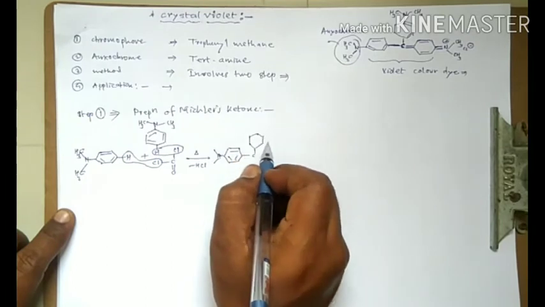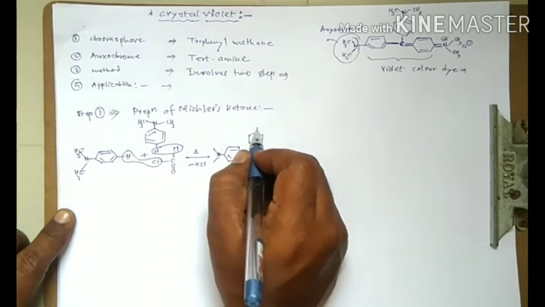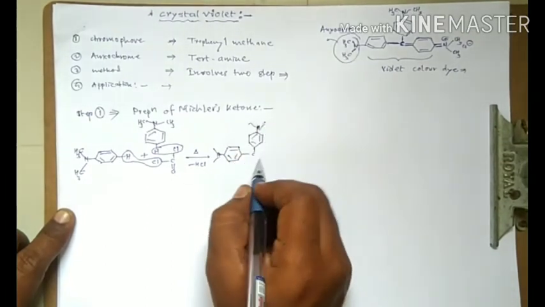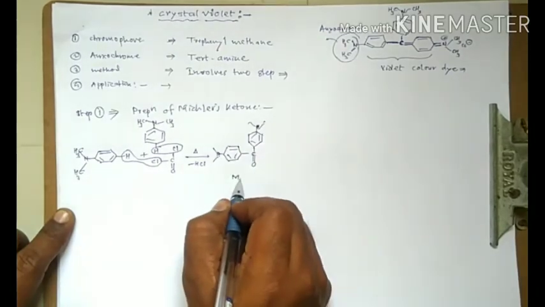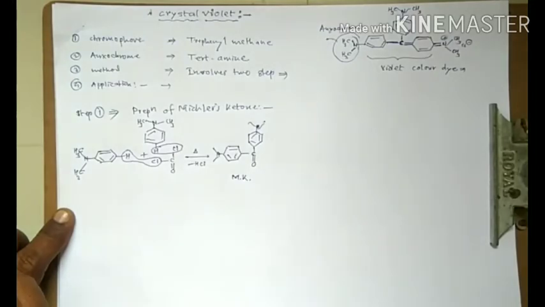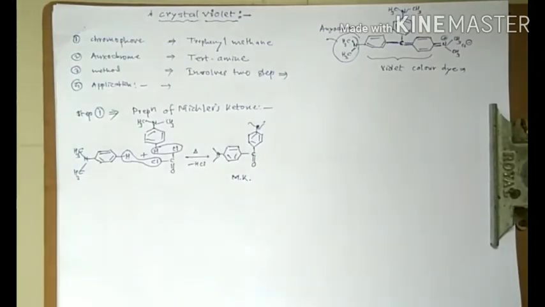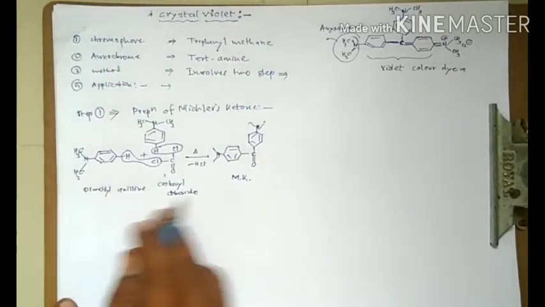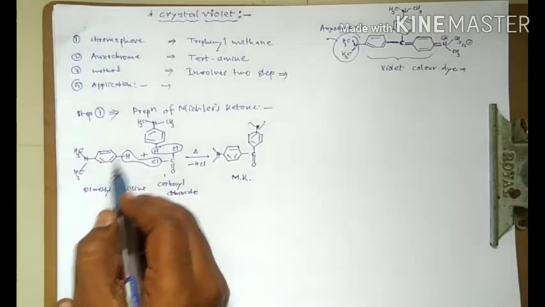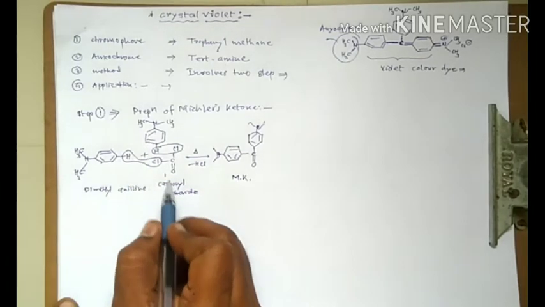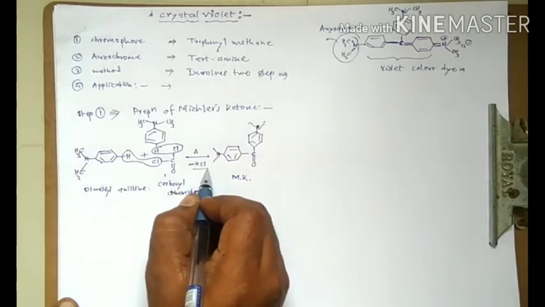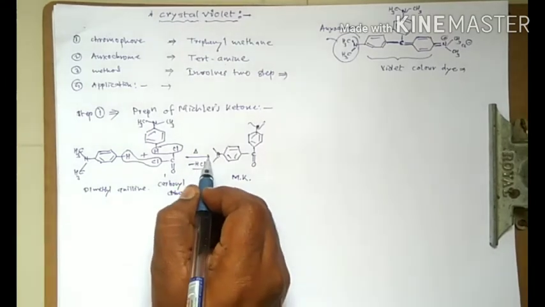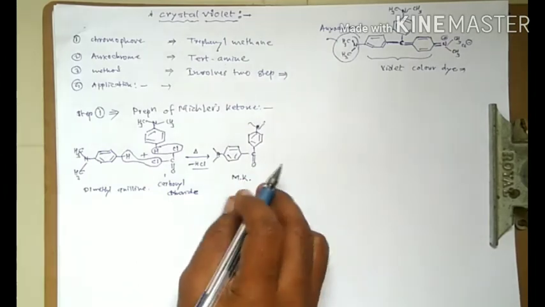That you can simply write here, the two benzene rings with the tertiary amine, and here it is the ketone group. So this is Michler's ketone. Okay, so this is the preparation of Michler's ketone: two equivalents of dimethyl aniline when reacts with the carbonyl chloride, and simple elimination of HCl molecule from here leads to formation of Michler's ketone.